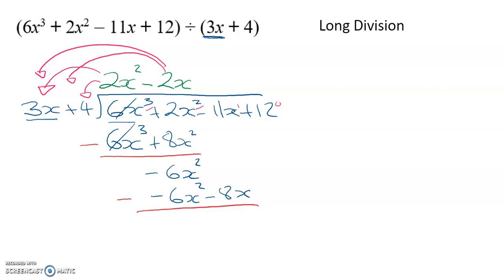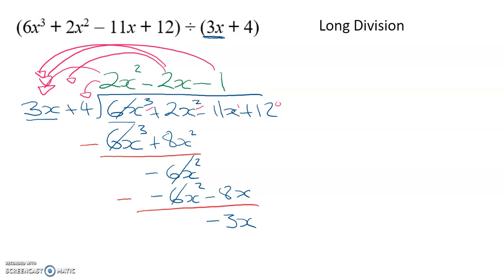Okay, you can see it's very repetitive. So if you do a couple of these, you quickly get the hang of it. They will always cancel if you've done it correctly. Then negative 11x minus negative 8, so we're actually adding the 8, is negative 3x. How many 3x's are in negative 3x? That is negative 1. And then multiply back out.